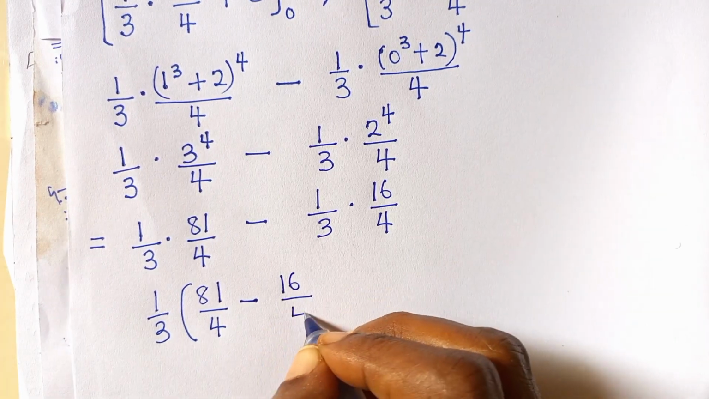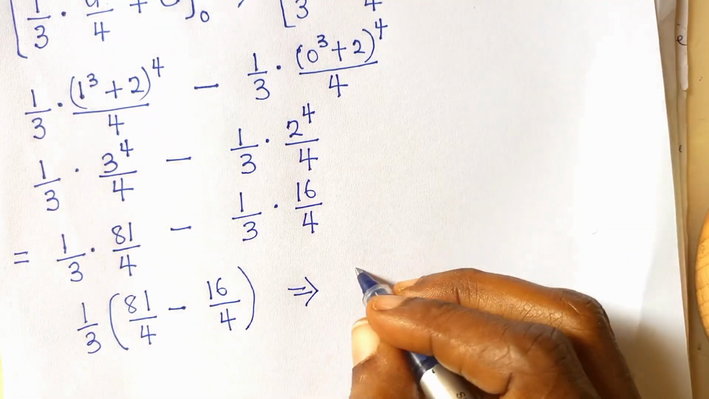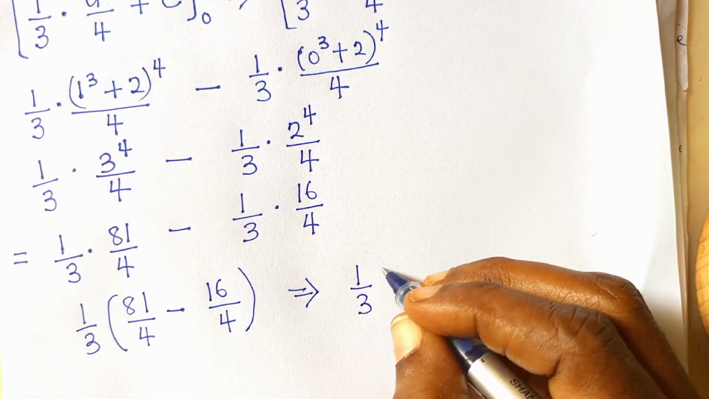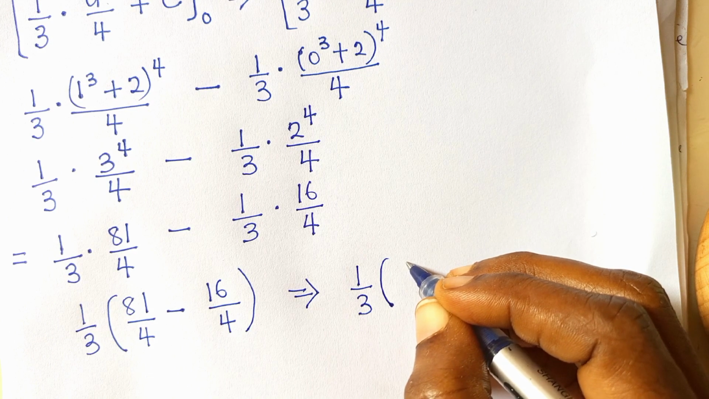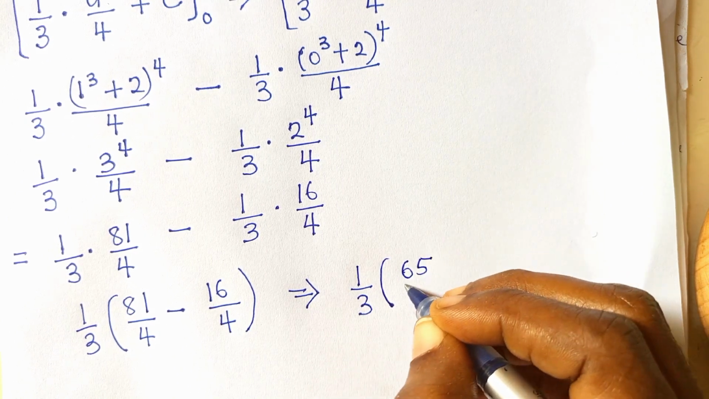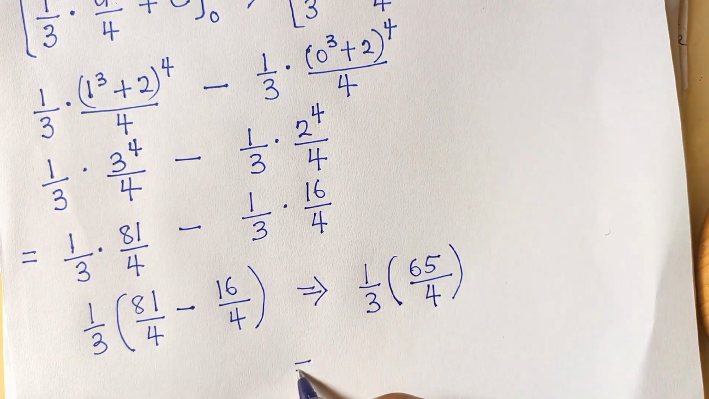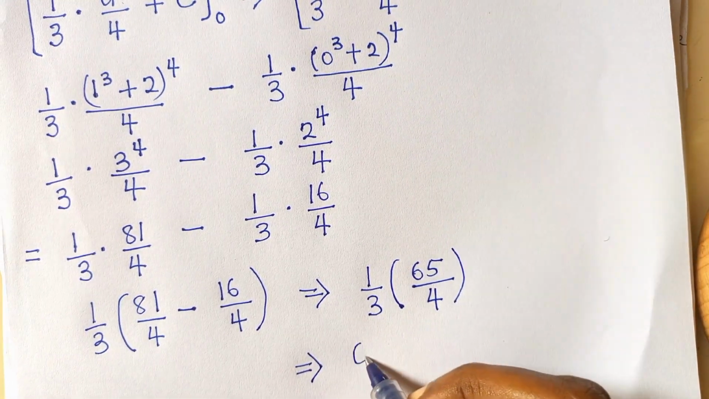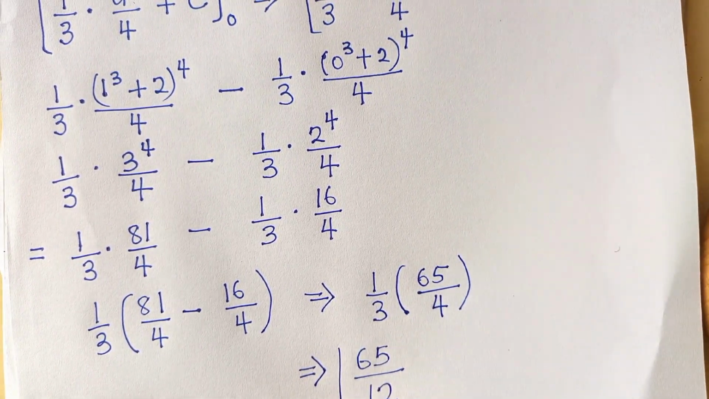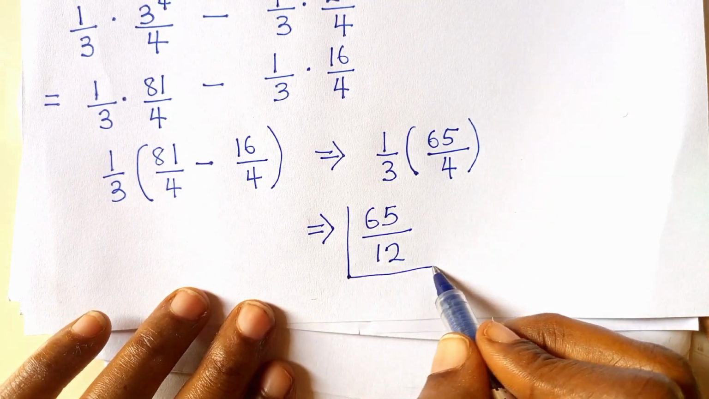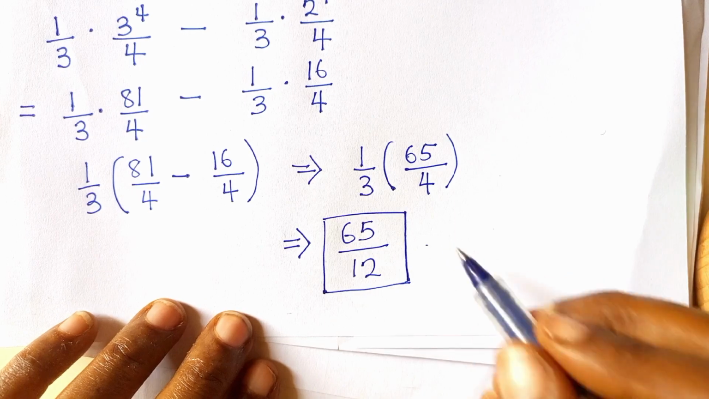And this will give us 81 minus 16, which will give us 65 over 4. So multiply this, just open the bracket. That will give you 65 times 1 over 3 times 4, and that is 65 over 12, which is our final answer for this integral function.